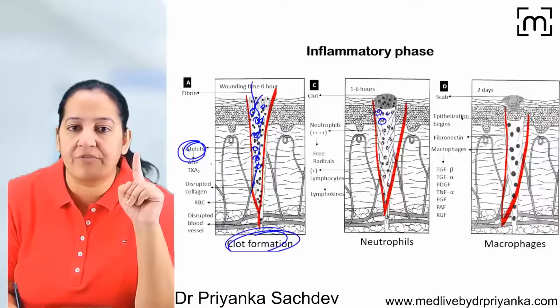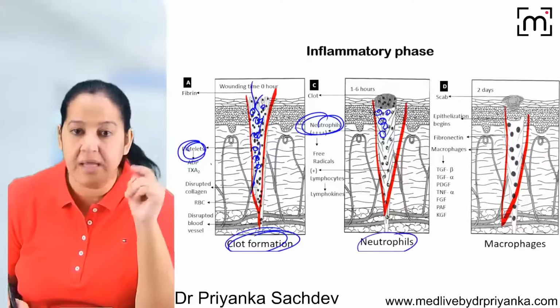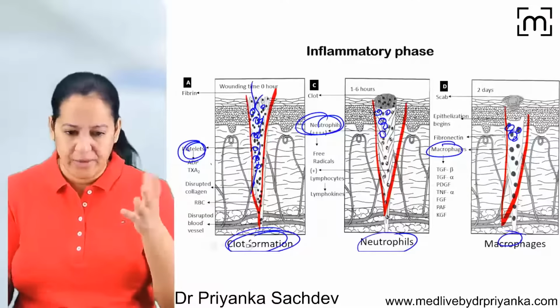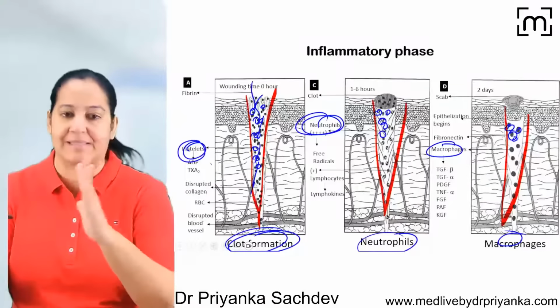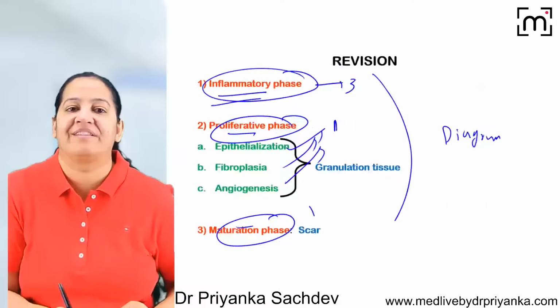Followed by, these all are neutrophils. Label them as neutrophils, within 24 hours. And after that, they are replaced by macrophages. So label it as macrophage. You can show it in the same diagram also, but you have to draw the phases. First clot formation, then neutrophil, then macrophage. This is inflammatory phase. We are done with inflammatory phase.